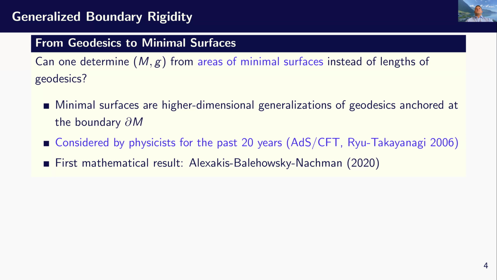In fact, this generalized boundary rigidity has been considered by physicists for the past 20 years. This started from the AdS/CFT correspondence, and especially by the Ryu-Takayanagi proposal from 2006. I will shortly discuss this a little bit later. The first mathematical results in this context were by Spyros Alexakis, Tracey Balehowsky, and Adrian Nachman, who is in the audience, also from a few years ago.